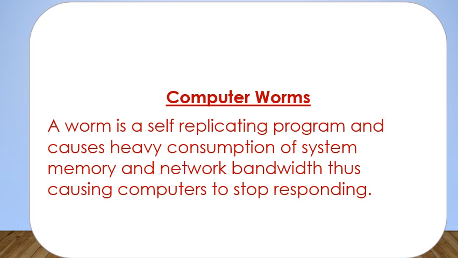Next, we discuss about computer worms. What is called a computer worm? A worm is a self-replicating program. Self-replicating means self-reproducing, making copies of itself. A worm causes heavy consumption of system memory and network bandwidth. So, since it is self-replicating, it will consume large amounts of computer memory and network bandwidth. Thus, it causes computers to stop responding.